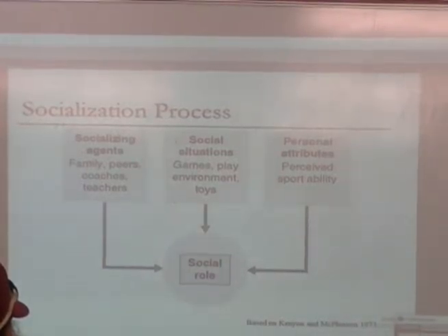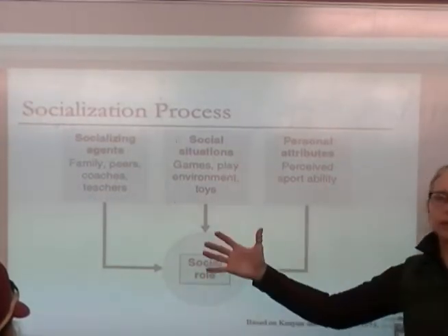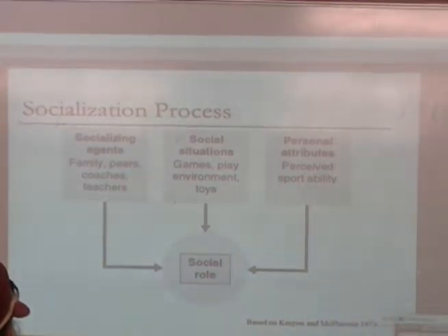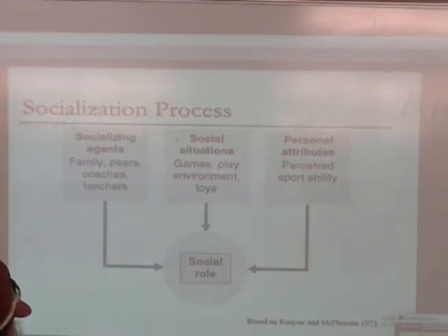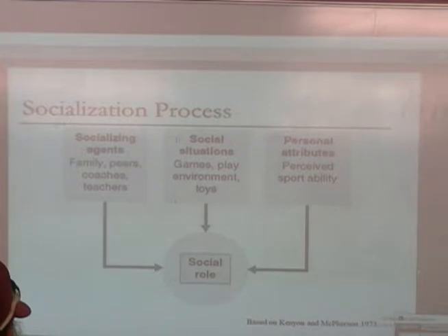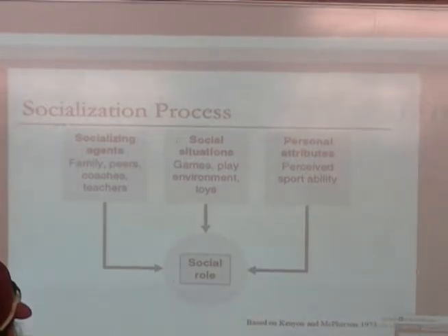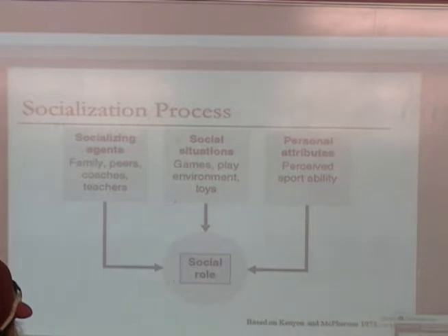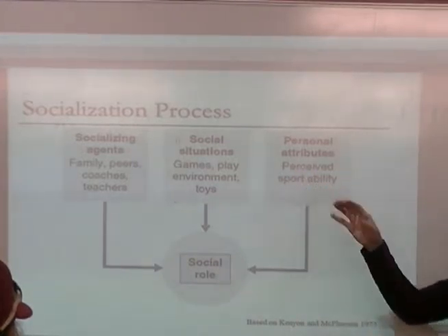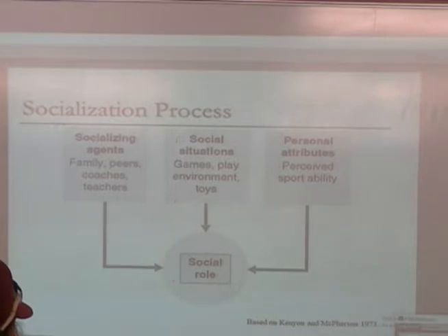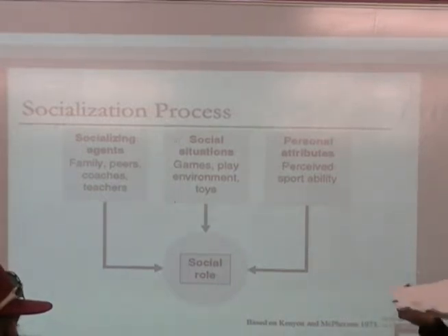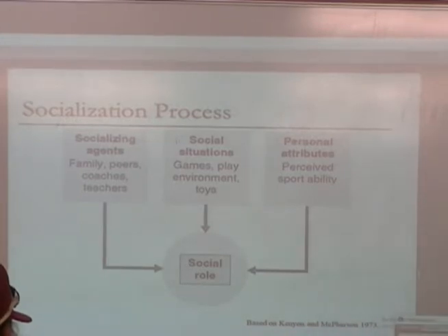Okay, so it could be the school, it could be at home, what games are we playing, what toys are available. Okay. And then the third element are these personal attributes, right? Me. Okay? My individual constraints. And a big one there is my perceived sport ability, or my perceived movement ability. Do I believe I can be successful at movement? Or if I try that, am I going to fail? Right?